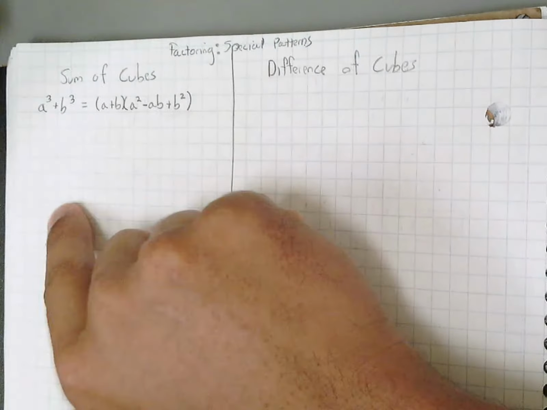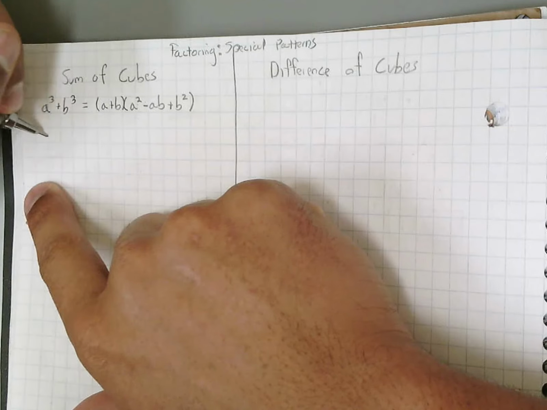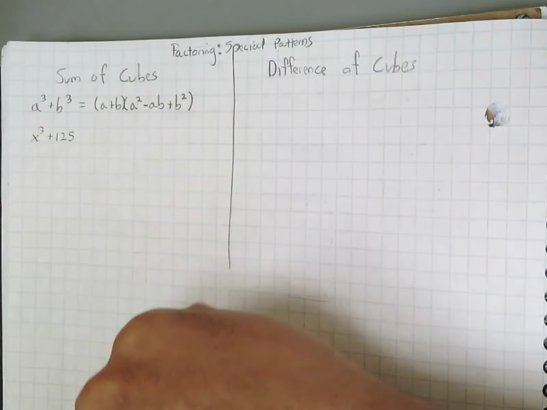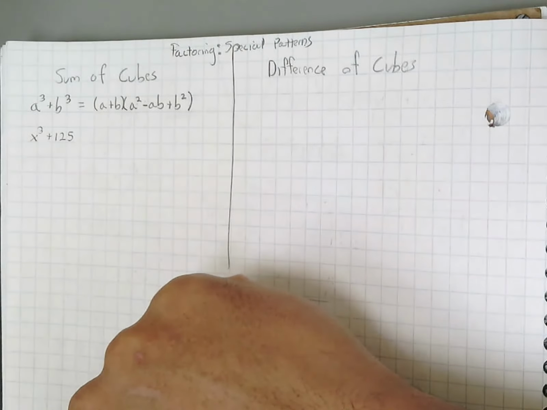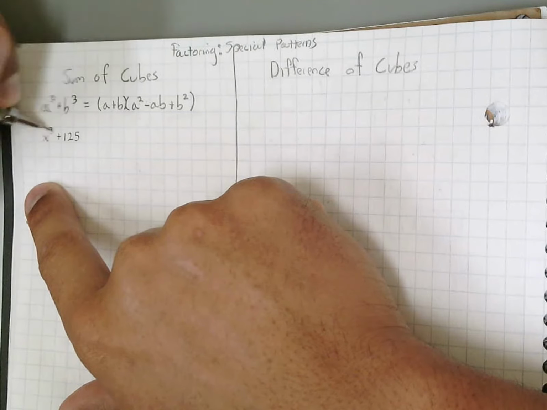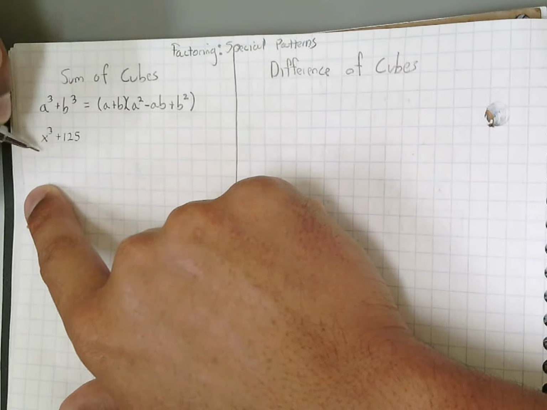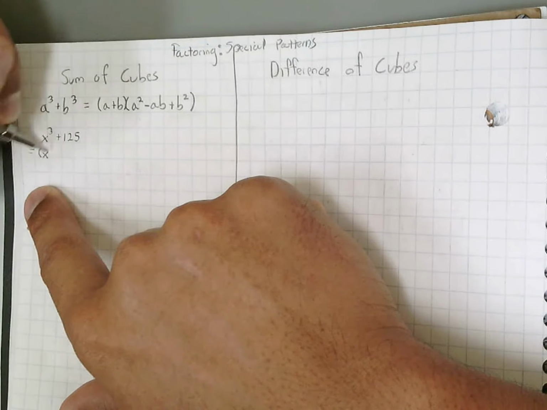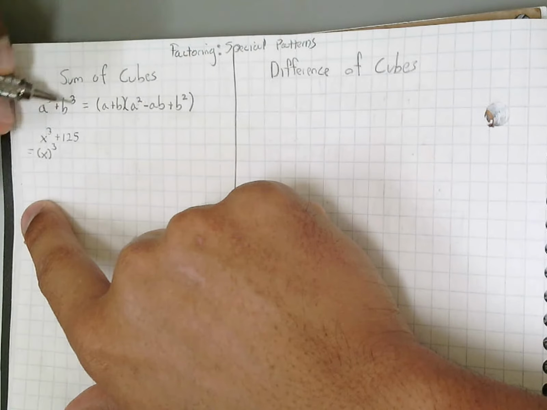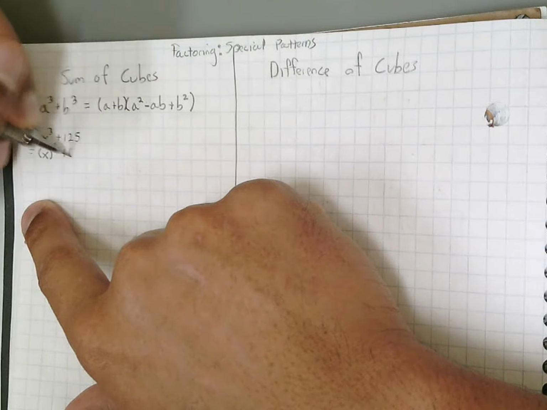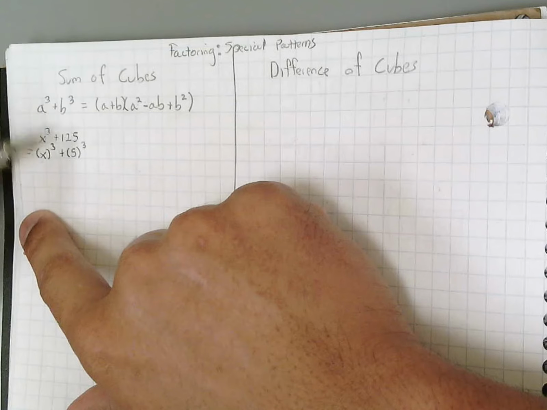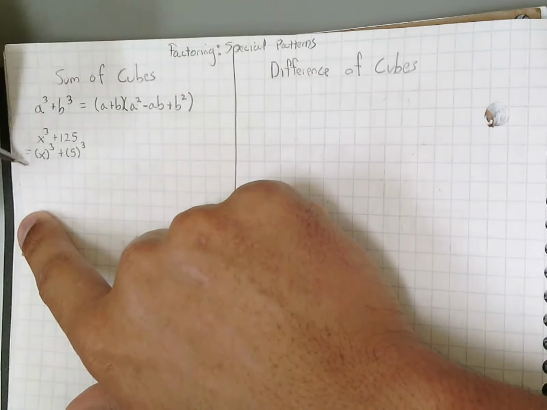So say we have x cubed plus 125. This is a sum of two cubes, therefore I can factor it. What I notice is that the first number cubed, my a value, is x. So I'm going to write this as x cubed. And then my b value, so I say what to the third power is 125? Well, that's 5. So my a value is x, my b value is 5. So now I can factor this.